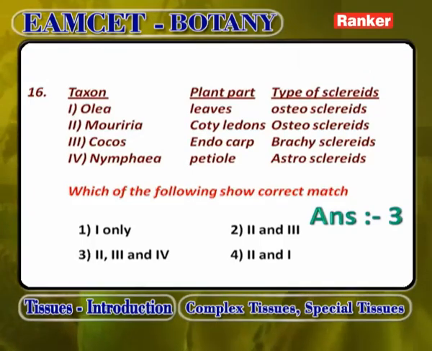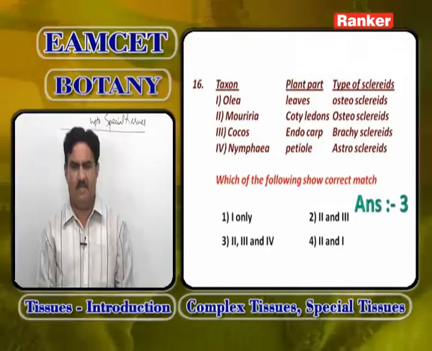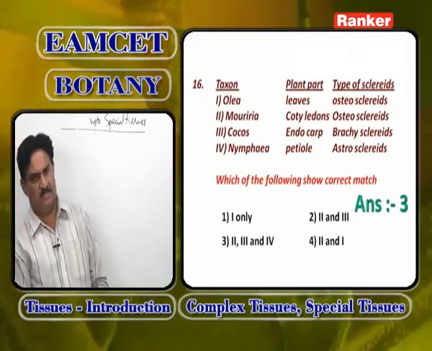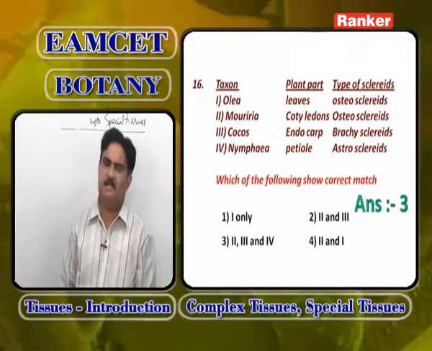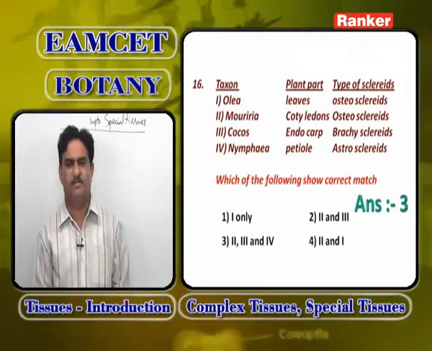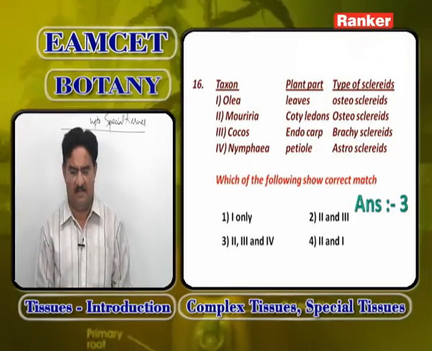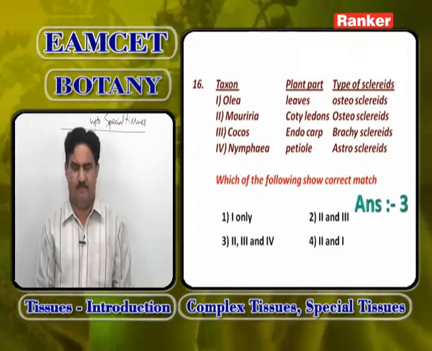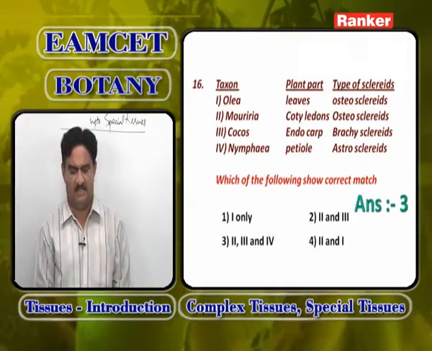Osteosclerids, brachysclerids, astrosclerids. This is regarding sclerids. Olea, leaves, till that it is correct, it is not osteosclerids. It must be filiform sclerids or trichosclerids. Mauritia, cotyledons, osteosclerids, bone-shaped sclerenchyma cells is correct. Coccus, endocarp, brachysclerids or stone cells is correct.